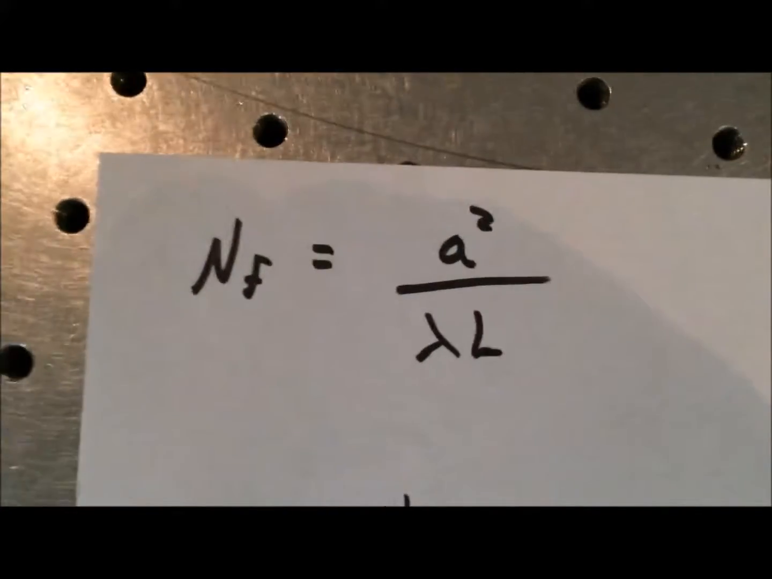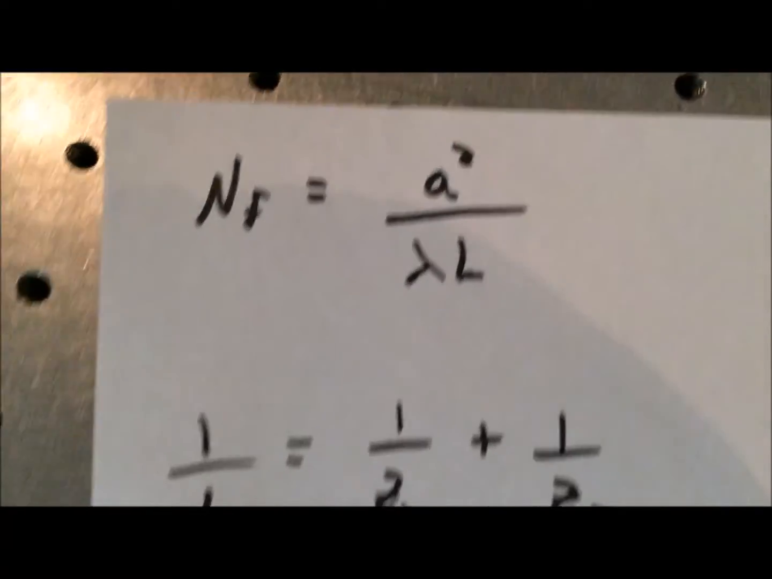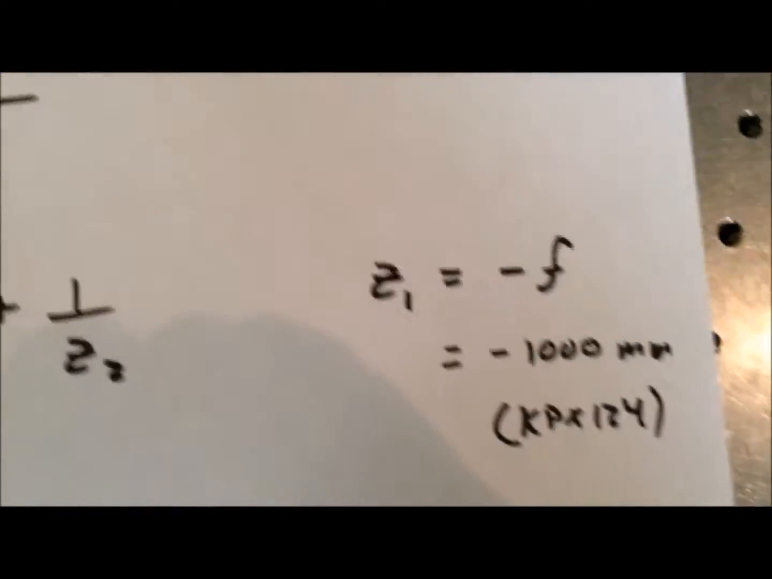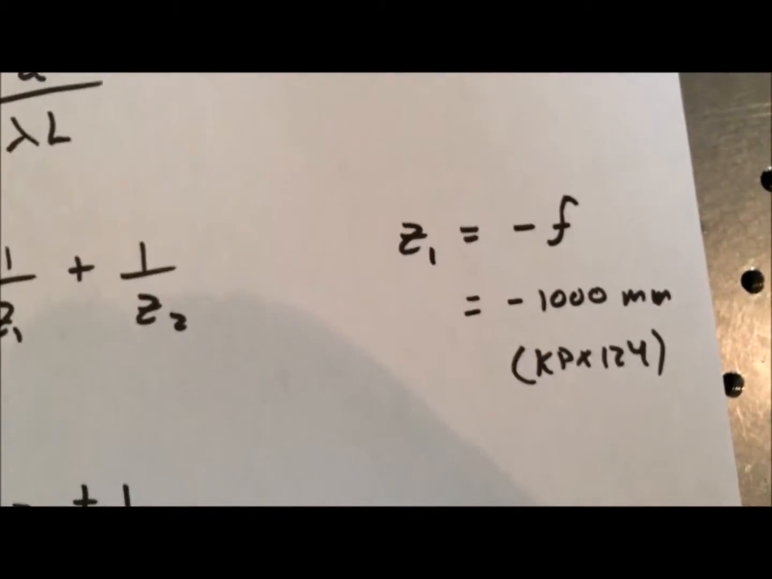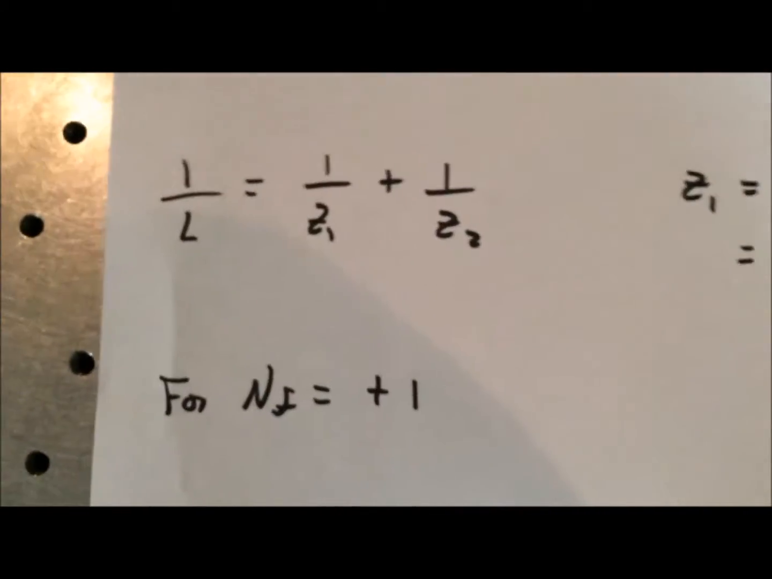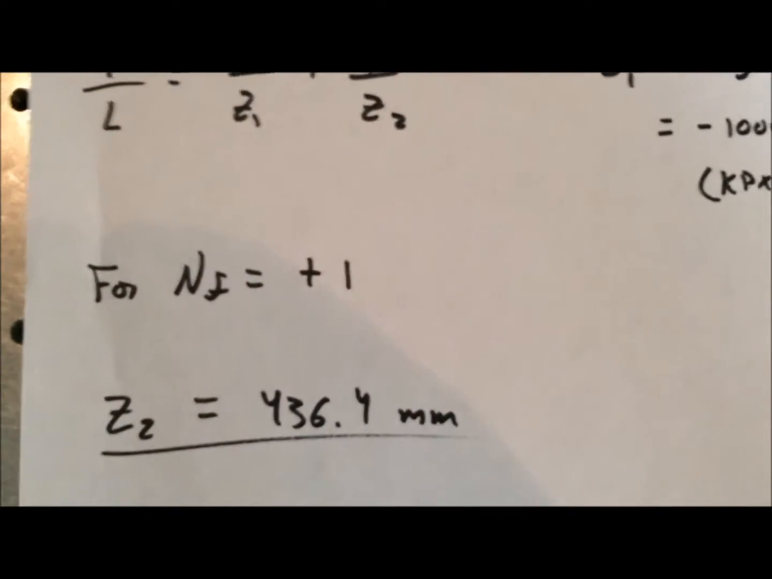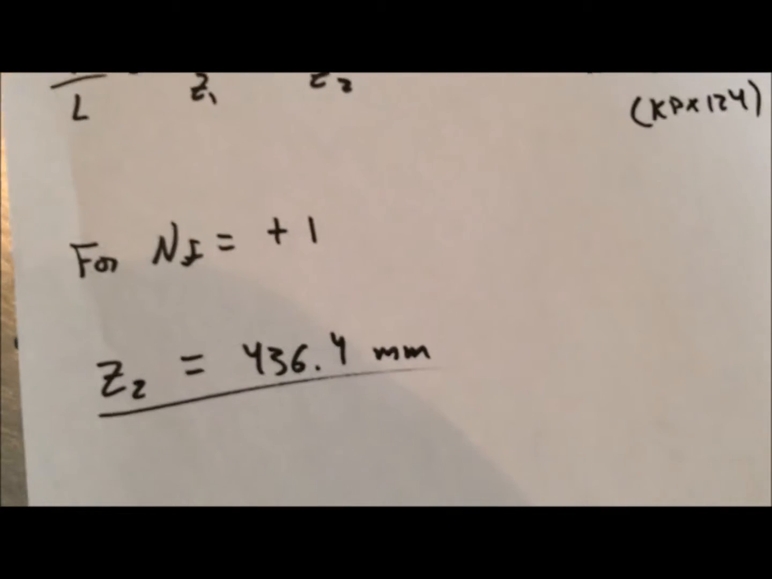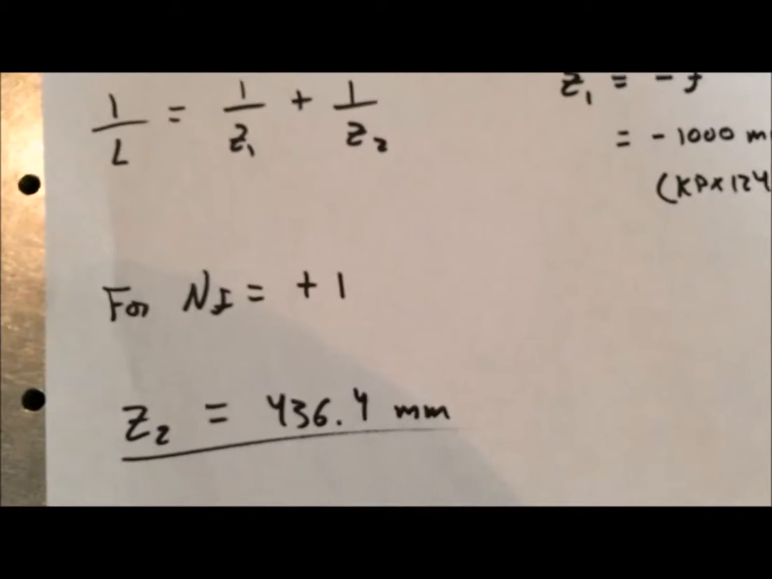We calculated the Fresnel number using this equation. For a given Fresnel number, we could solve for L, and using Z1 equal to the focal length, we're using a meter-long focal length, we could solve for Z2 for an NF of +1. We found that this was 436.4 millimeters. The Fresnel number is defined as the number of half-wave zones over the aperture. For a Fresnel number of 1, we expected this pattern with a dark spot in the middle.